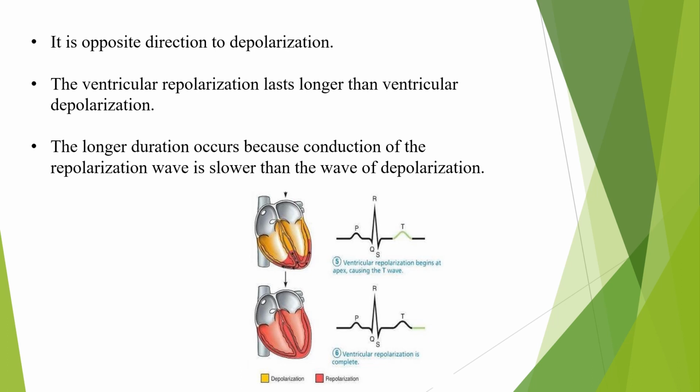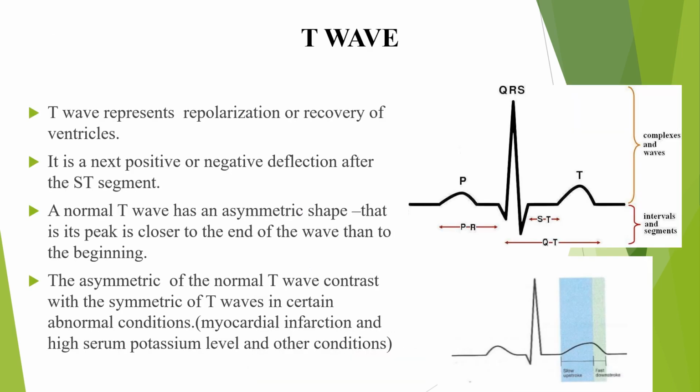Ventricular repolarization lasts longer than ventricular depolarization. Notice that the T wave is flatter and longer than the QRS complex. The longer duration occurs because conduction of the repolarization wave is slower than the wave of depolarization. T wave. The T wave represents repolarization or recovery of the ventricles. It is the next positive or negative deflection after the ST segment.